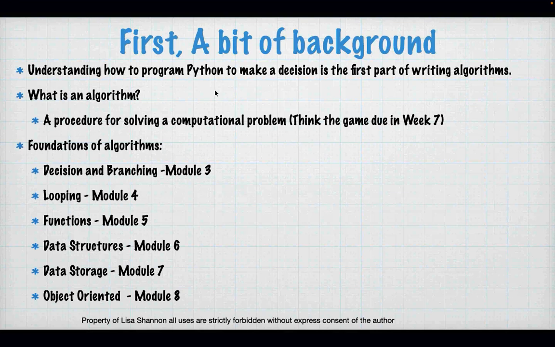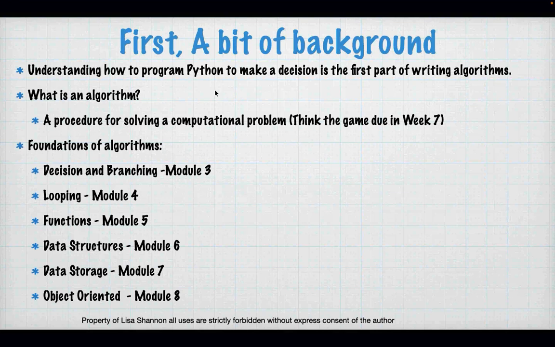So this is our first foray into algorithms. What is an algorithm? Basically, an algorithm is just how do you solve a computational problem? A computational problem is our game from week 7. A computational problem could be a large mathematical equation. A computational problem could be how do I calculate the area of a square? All of those are computational problems. They can be small, they can be big. What we have to do as programmers is understand how to break down the problem statement into a series of steps that a computer can understand.